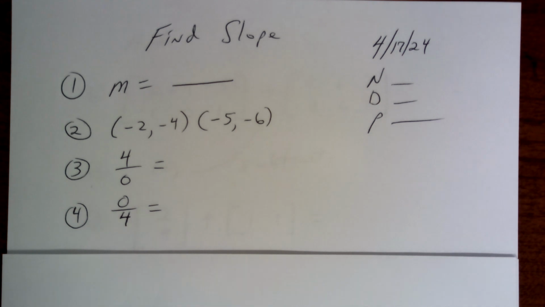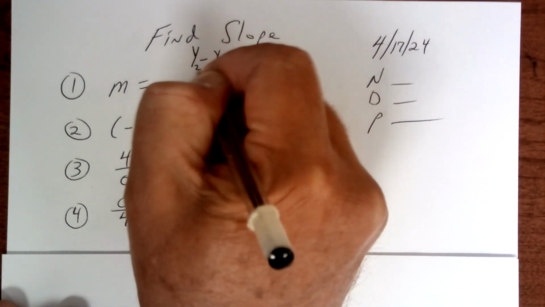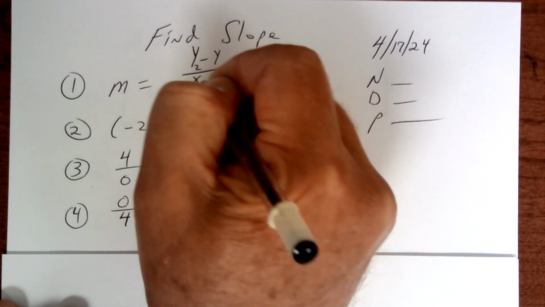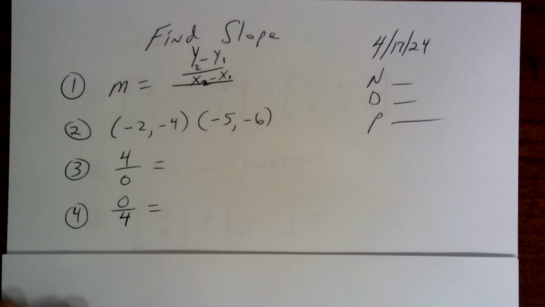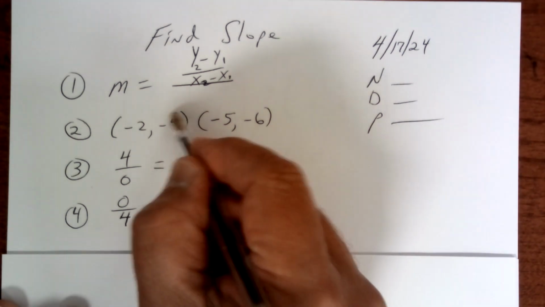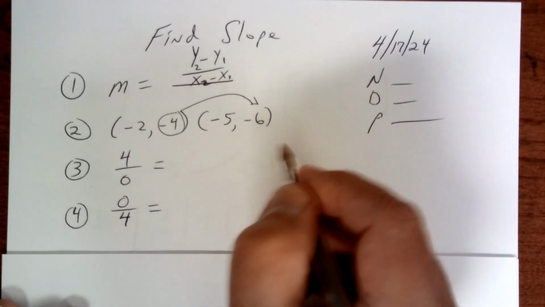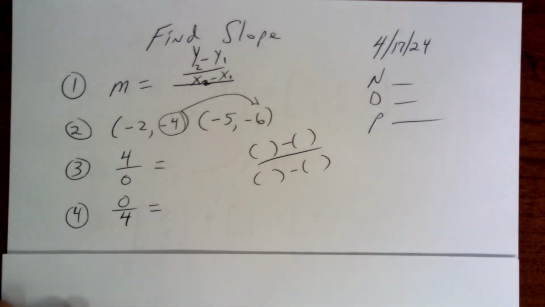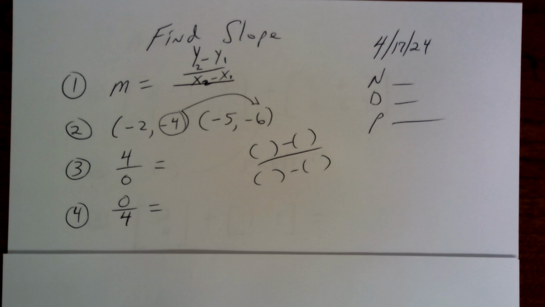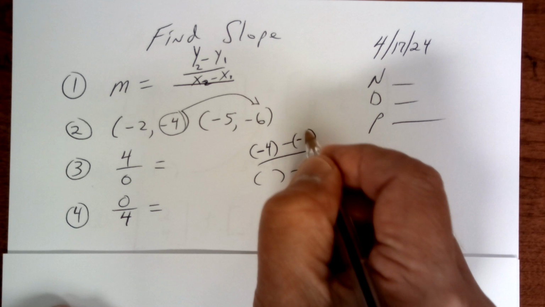Okay, so what is the formula? Well, it's y minus y over x minus x. Okay, there it is. And you're going to put the second one over the second one. So it's going to be something minus something over something minus something. If you use parentheses, you limit the mistakes. So this is a -4 and a -6, and that gives you a double negative.